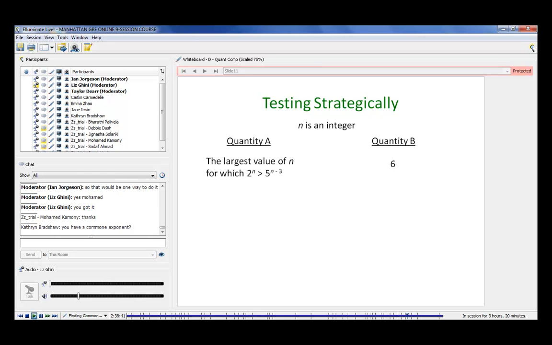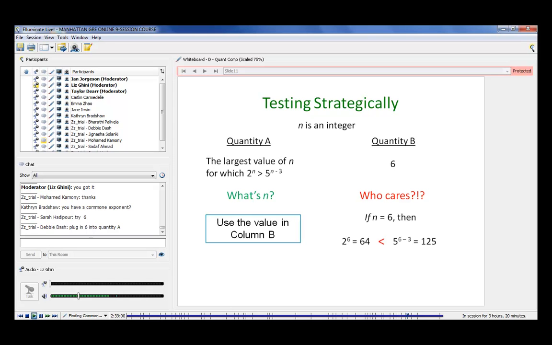All right, all of you, think with me. Well, do I have a common exponent? I've got the largest n for which 2 to the n is greater than 5 to the n minus 3. Sarah has it. Plug in 6. I don't care what n is. All I have to do is plug in 6. I use the common value in B. It's like cheating off of the easy column.